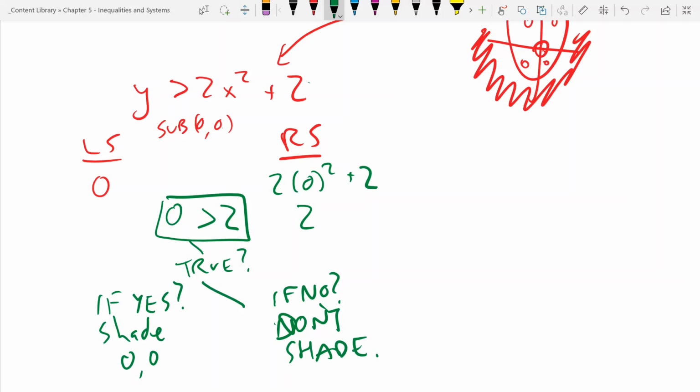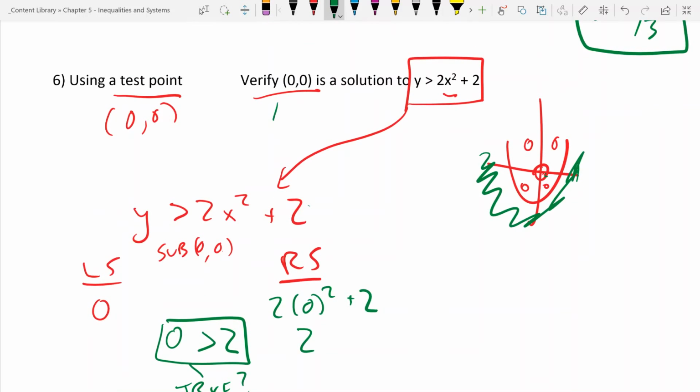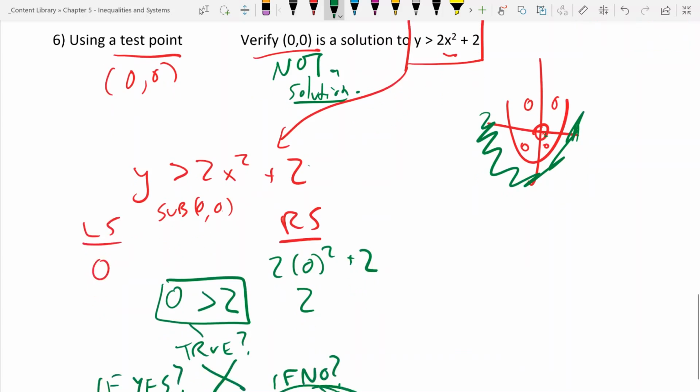So was this true? No, it wasn't, which means that we're not going to shade the area where 0, 0 was. So if I looked at my parabola here, whatever, this was random, this isn't what this actually is. But if I looked at this area, the area where 0, 0 was does not satisfy the inequality, which means I would shade the other area wherever that may be on the graph. Okay, so I would say to this, it's not a solution. And that's it.